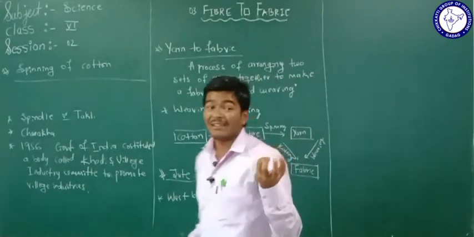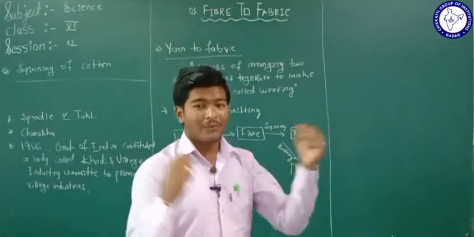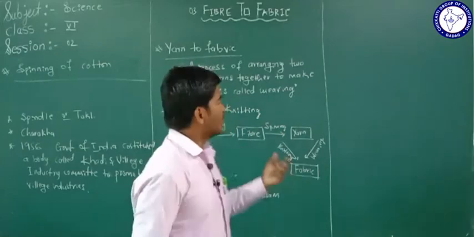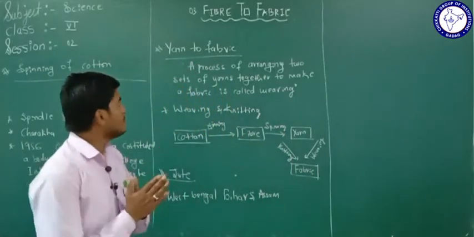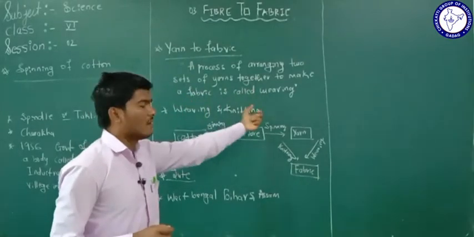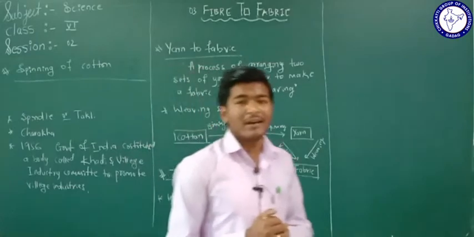So now we have the cotton yarn, and we are going to convert the yarn into a fabric, a yarn into a cloth. How are we going to convert it? The process of arranging two sets of yarns together to make a fabric is called weaving. What are we going to do here?